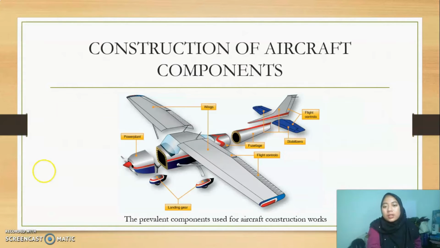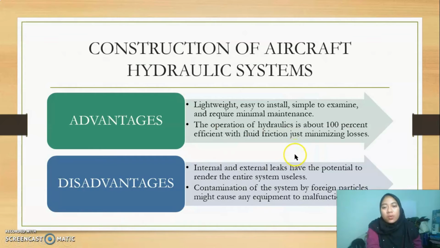So this is the construction of aircraft component. The prevalent component used for aircraft construction works. So this is a power plant. There are two landing gear and there are two wings, right and left. And this is a fuselage and stabilizer at the back of the flaps. And there are two flight control, one at the back and one at the middle of the aircraft. Next I will introduce you the advantages and disadvantages of construction of aircraft hydraulic system.